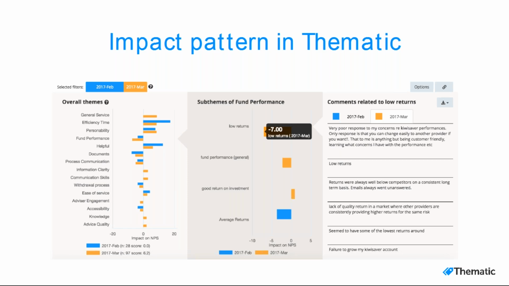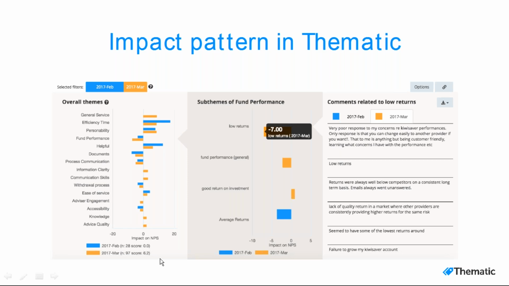Yeah, so this is another way of spotting patterns in data, and really it's about answering the why question. So we're looking here at data from February 2017 and comparing it to data from March 2017. So the blue is the February and the orange is March. And what happened is that the score went up from 0 in February. Let's say it's an NPS score, and in March it went up to 6.2. It's shown at the very bottom of the chart.